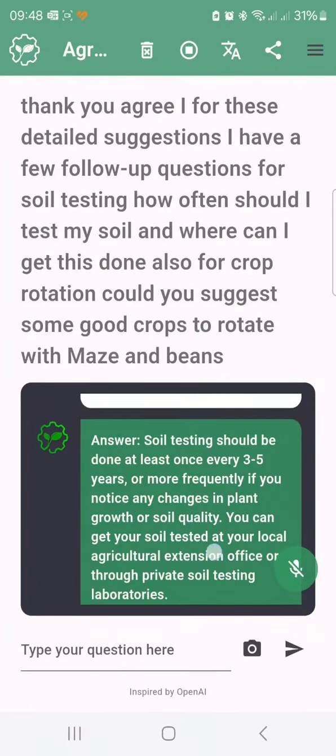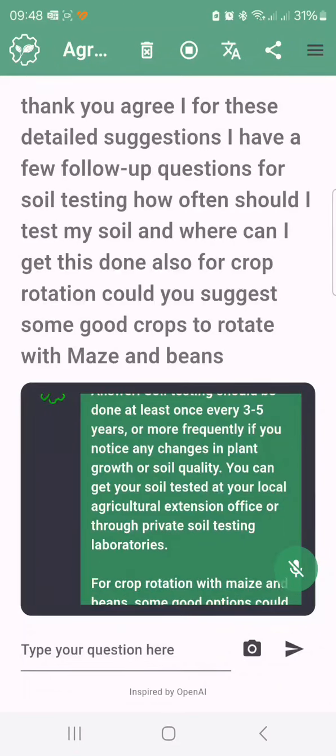Soil testing should be done at least once every 3 to 5 years, or more frequently if you notice any changes in plant growth or soil quality. You can get your soil tested at your local agricultural extension office or through private soil testing laboratories.